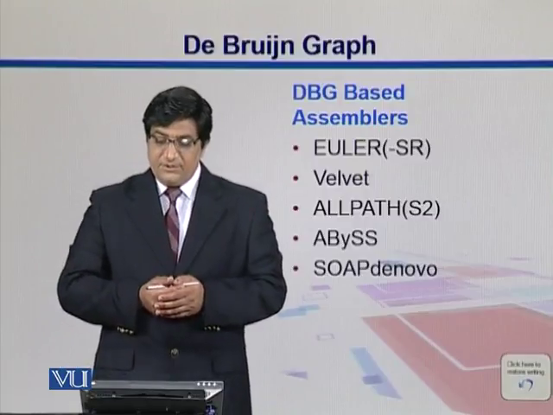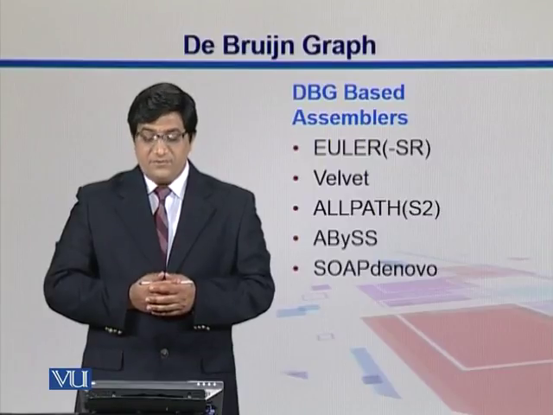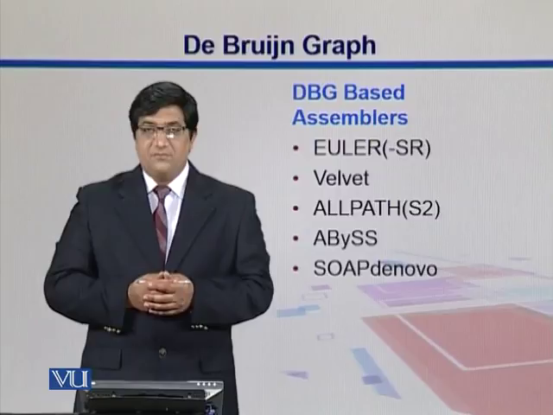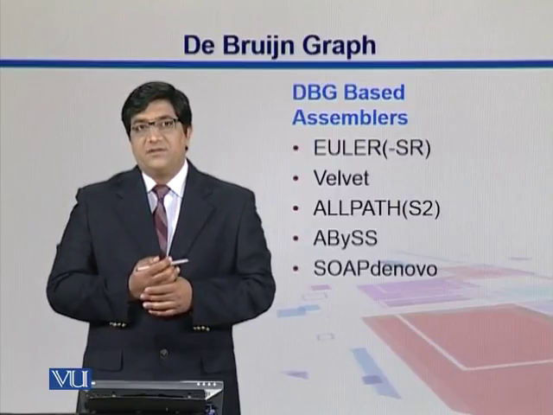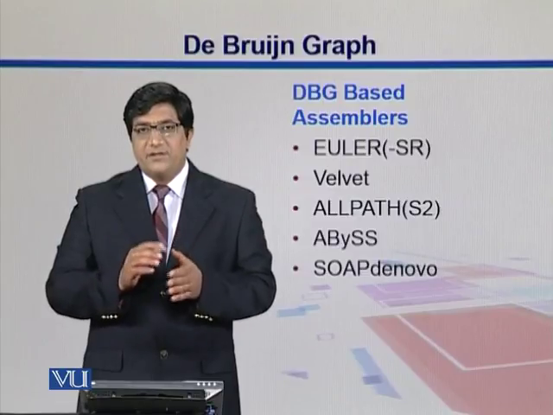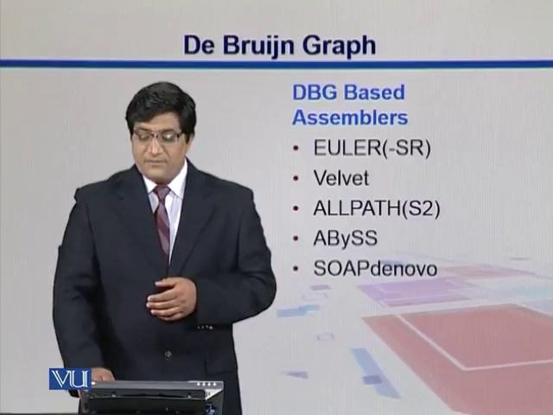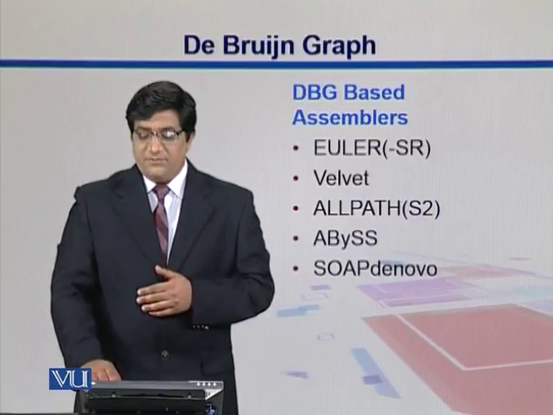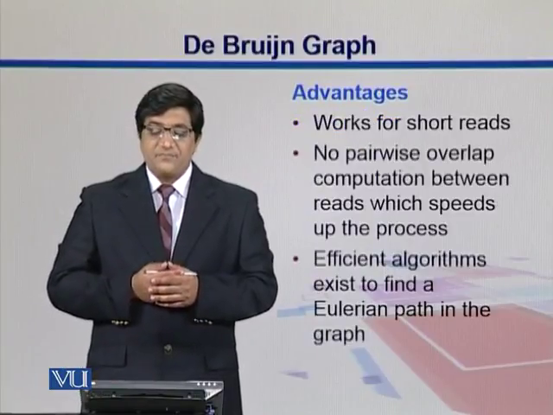There are different DBG or de Bruijn graph assemblers. One is Euler, one is Velvet, ALLPATHS, ABySS, SOAPdenovo. These are some of them which are frequently used in genome assemblies. You might find these assemblers in the literature, guys, since they are dealing with your SOLiD or Illumina Solexa data. So that's why they are there.